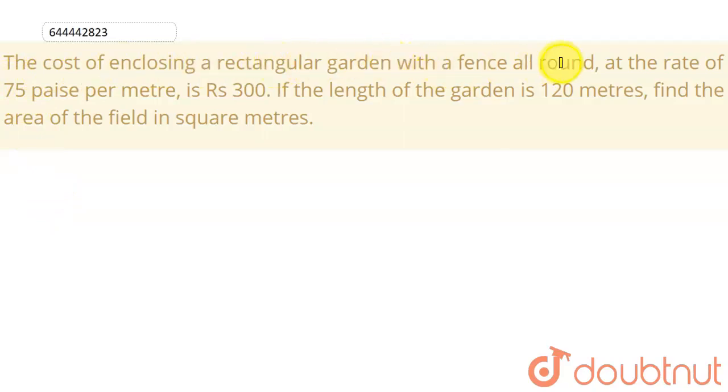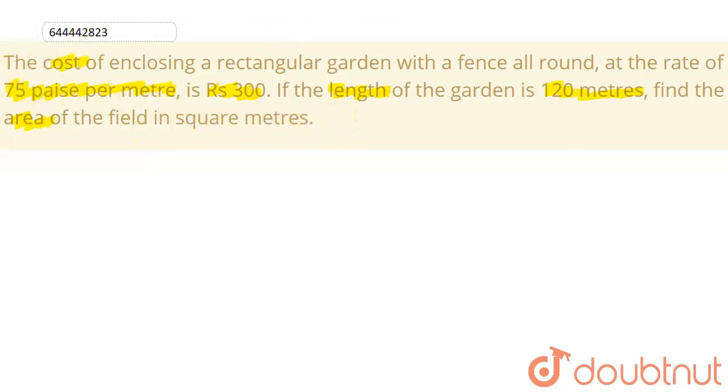So students, in this question it is mentioned that the cost of enclosing a rectangular garden with fence all around, at the rate of 75 paisa per meter, is 300 rupees. And if the length of the garden is 120 meter, we need to find the area of the field in square meter.